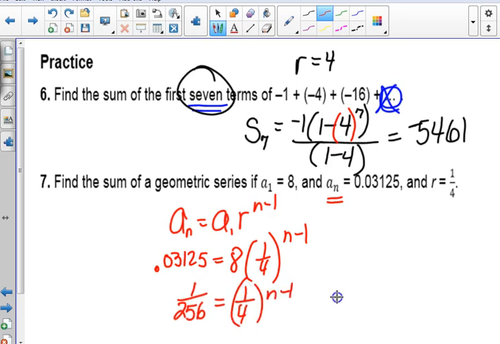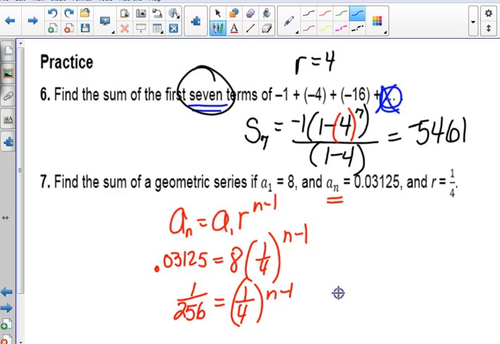I love this question, but I wouldn't ask it on a test or quiz, I don't think. Anybody remember? Can we take the log of both sides because n is in the exponent? Okay. Do you want to take the log or you want to do it another way?